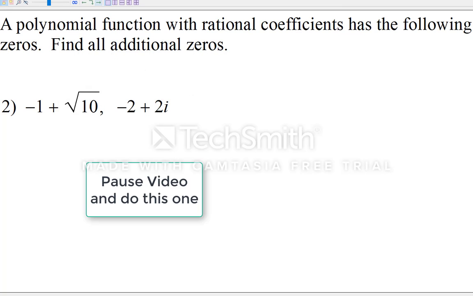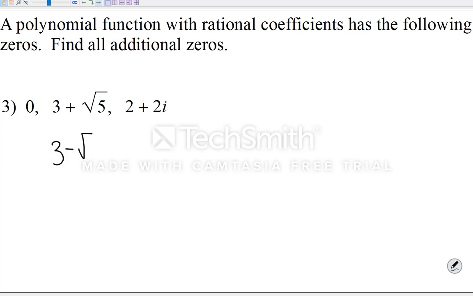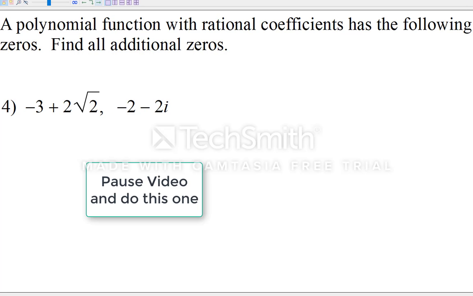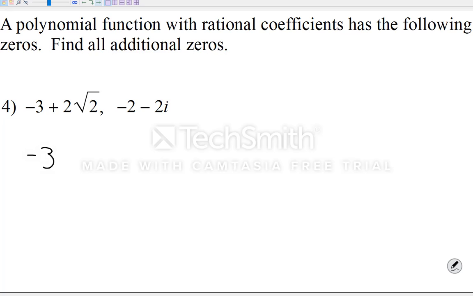Okay, here's number 3. So those are your two answers, 3 minus root 5 and 2 minus 2i. Again, now this is a 5-root polynomial, or a polynomial with 5 zeros. Okay, we got one more like this that you guys can do yourself. All right, so this would be negative 3 minus 2 root 2 and negative 2 plus 2i. So those are your conjugates for number 4.